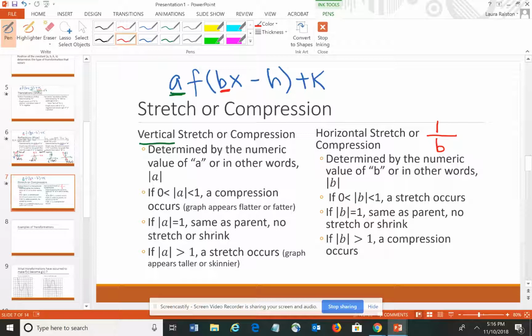Okay, so that's kind of an explanation of the different transformations that can occur. And we're going to take a look at, in the next video, some examples from a graphical standpoint as well as from an algebraic or an equation standpoint.